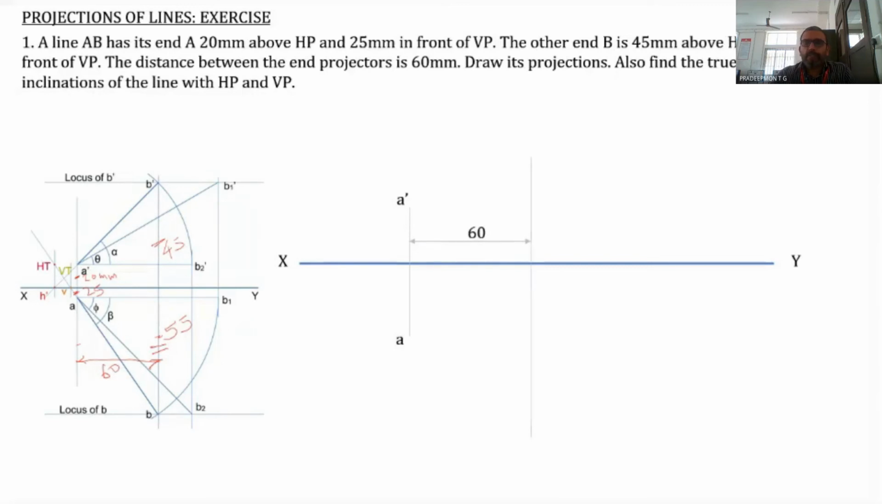And this is the projector for B. And in the second projector, the point B dash is 45 millimeter above the XY line. So 45 millimeter above the XY line, mark the point B dash. And B is 55 millimeter in front of VP. So that is 55 millimeter below the XY line. Mark point B. This much I hope you have completed.